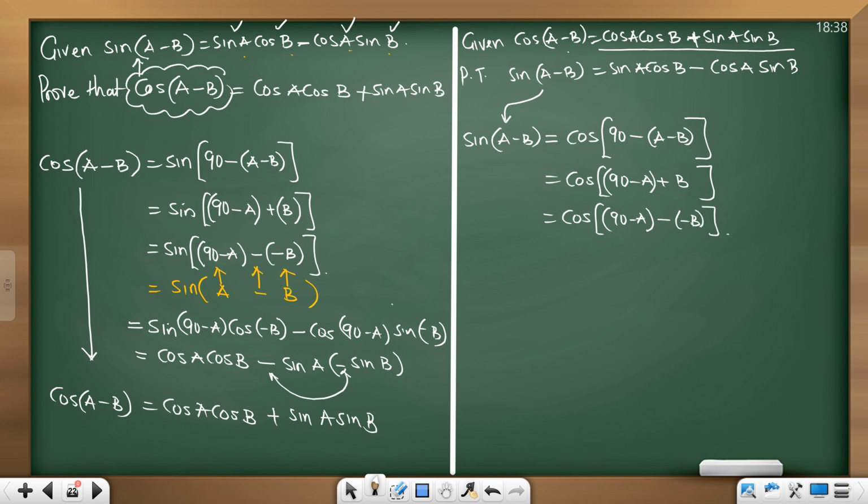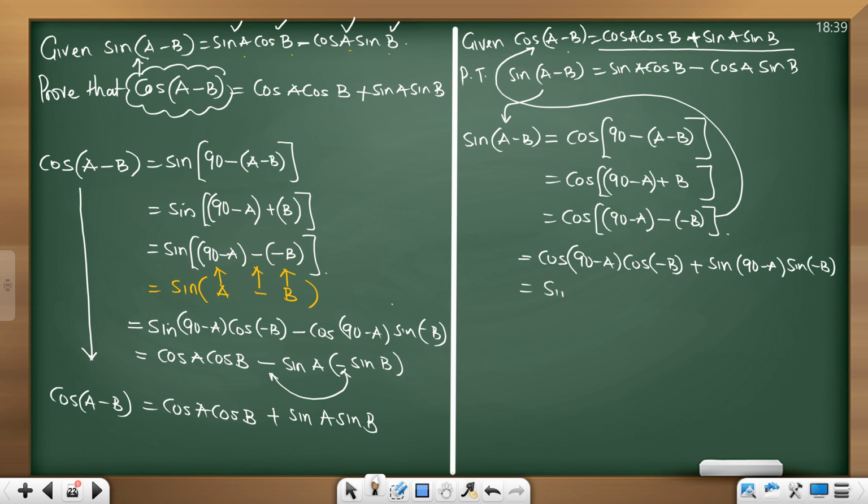Now it looks exactly like what I have. And that would then be equal to what? Cos A, which is the first one, 90 minus A, cos negative B. It's a plus sign there. Sine the first one, 90 minus A. Sine what?